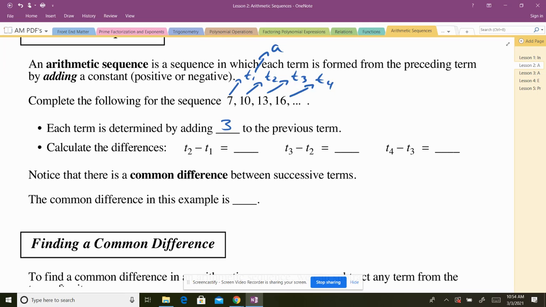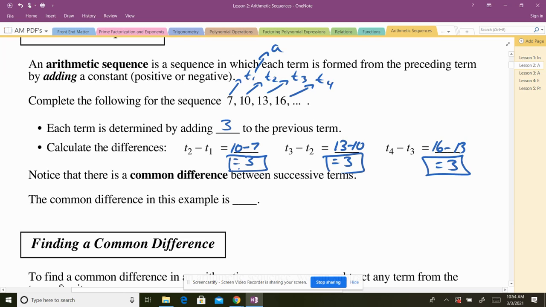Now, if you subtract T1 from T2, that is, T2 is what number? 10. 10 minus 7. T3 minus T2, which is 13 minus 10, you get 3. T4 minus T3 is 16 minus 13, you get 3. So 3 is called the common difference. It's the number that you're adding to get to the next one, or subtracting, okay?